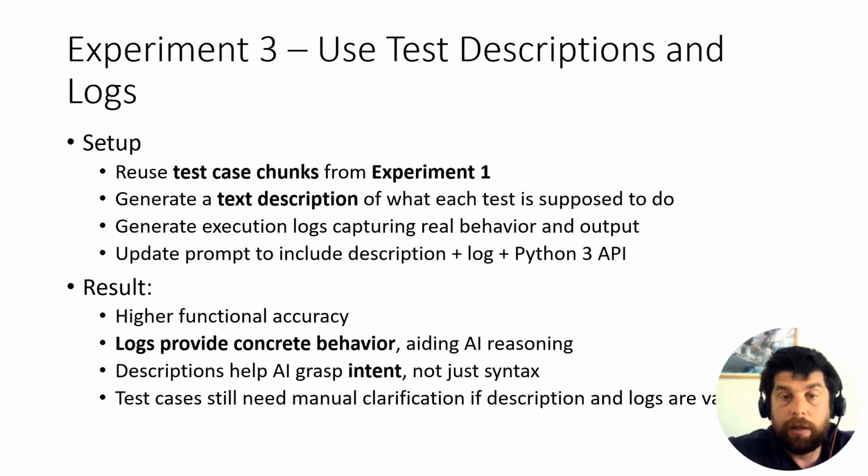This time, I reused the test case chunks and added something new, test descriptions of each test and execution logs. That gave the AI two big insights, test intent and actual behavior. The results were more accurate, but if the logs or descriptions were vague, the AI still struggled.